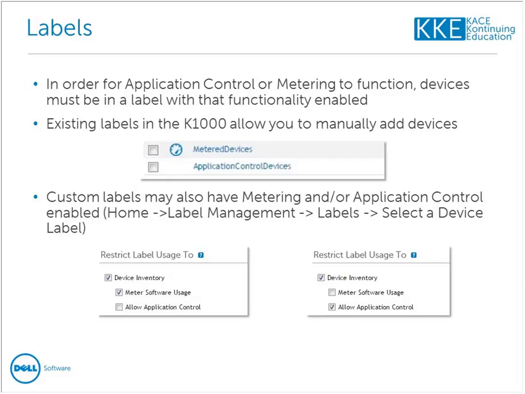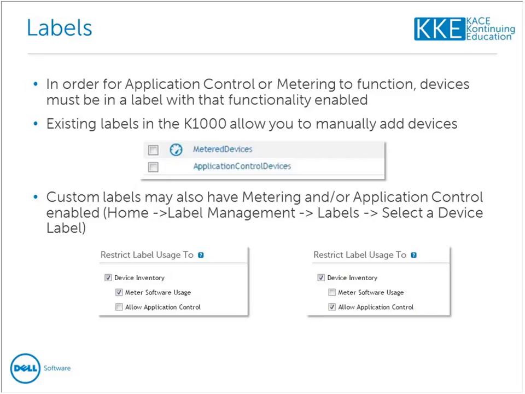You can go into the home module, go into label management, go into labels, and select that device label. If you scroll down a bit, and I've got 2 little pictures down below here, you'll see a section that says restrict label usage to. The device inventory checkbox should already be selected because it is a device label. And then you'll want to click one or both of the checkboxes down below, depending on what you want to do with that label. You can see one for metering, one for application control.